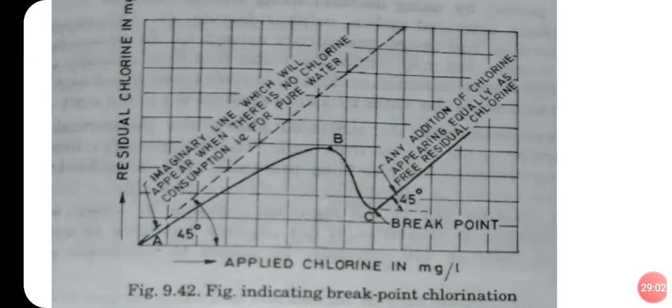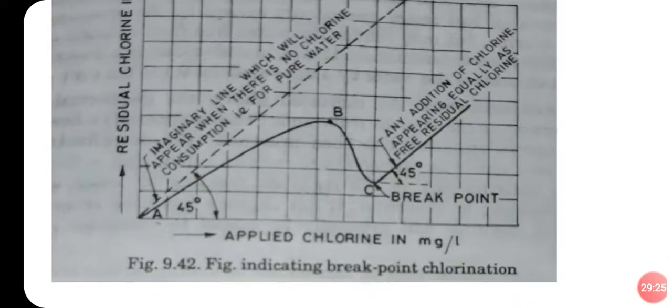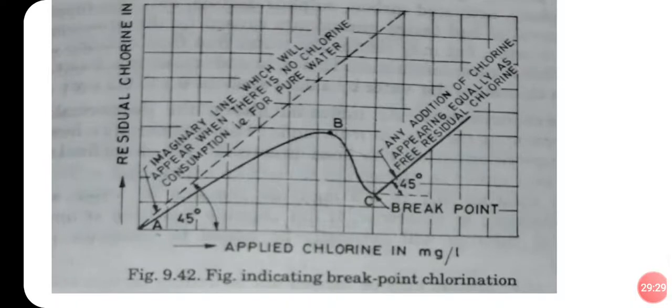So what is that? The point C is the point beyond which any further addition of chlorine will appear equally as free chlorine. So this point C is therefore called the break point. So break point chlorination. Whatever chlorination we are doing for the water now, we are doing according to this theory. In the water treatment plant, the same theory is applied. So what type of chlorination is applied? In general, it is break point chlorination.